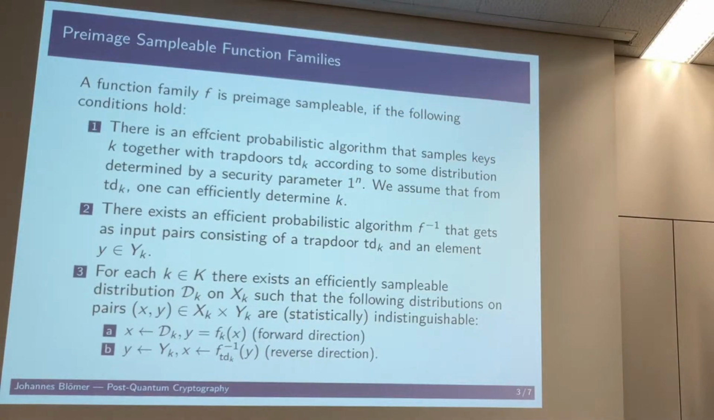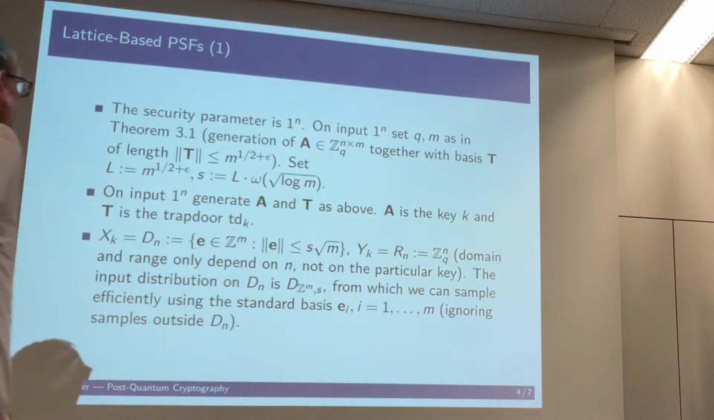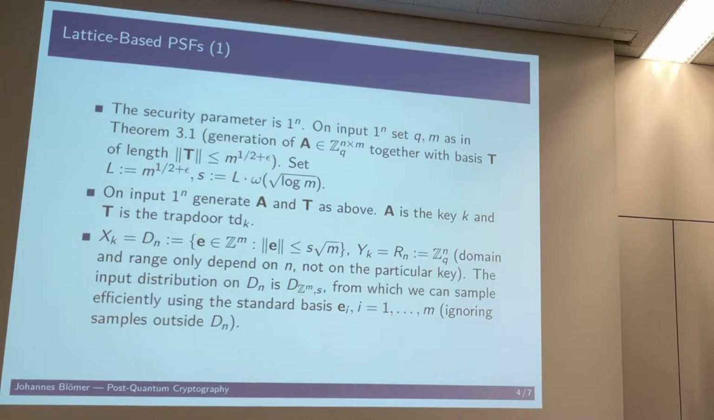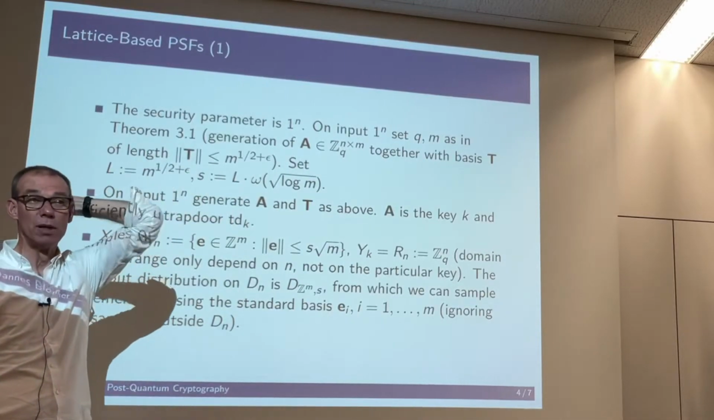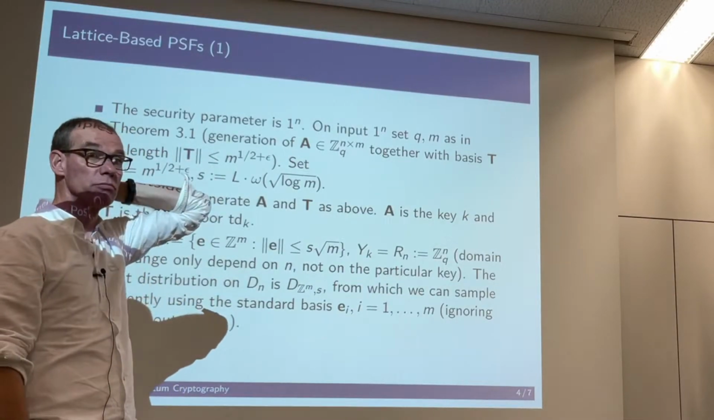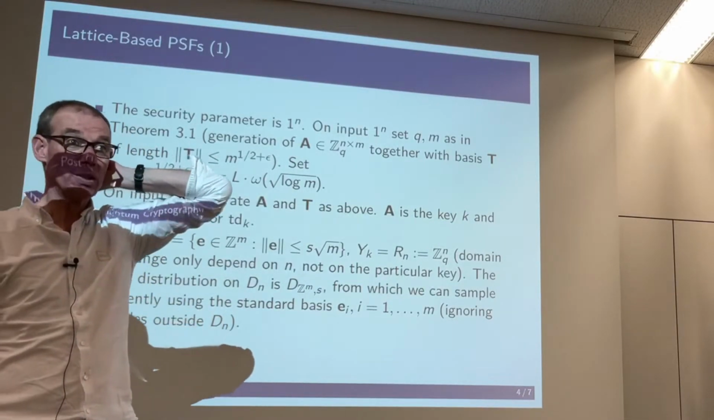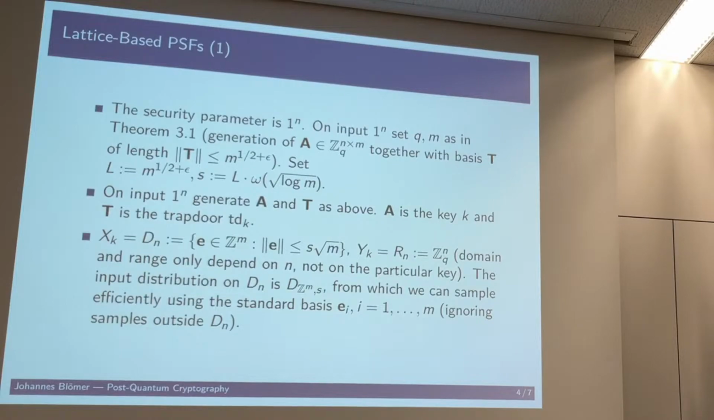Now we can construct such a thing, namely a lattice-based PSF. The security parameter is 1 to the n, and our sampling algorithm, the sampling for keys together with trapdoors, is simply: sample matrices A together with a basis T of length m to the 1/2 plus epsilon. That's it. So that's the key generator. You could also do that with gadget trapdoors. Never mind. This is just one way of doing it.